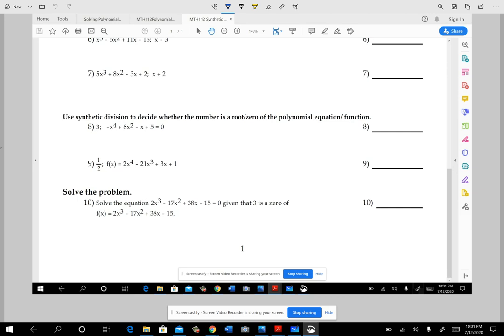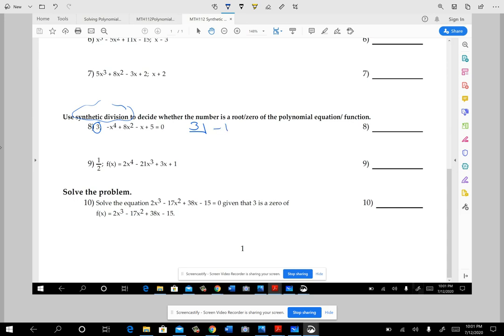So this says use synthetic division to decide whether the number given is a root or zero of the polynomial equation. See how we have a polynomial equation here asking us if 3 is a root of that. For 3 to be a root of that, it has to make it true. So when you plug a 3 in, you should get a 0. So you could test it that way, but we're being told to do synthetic division. So the root or 0 itself goes in the box. You don't write the negative of that, just 3.